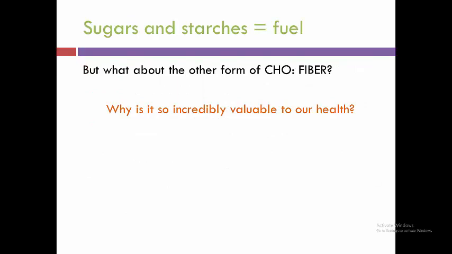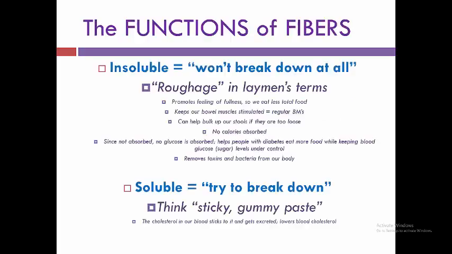All right, let's keep going. Sugars and starches. You know that they are fuel. But what about that carbohydrate that we said is so incredibly valuable to our health? If it's not for fuel, what's it all about? Well, those carbohydrate structures called fiber, those long linked chains of sugar molecules, come in two forms. One of them is insoluble. The word soluble means to dissolve in something, right?